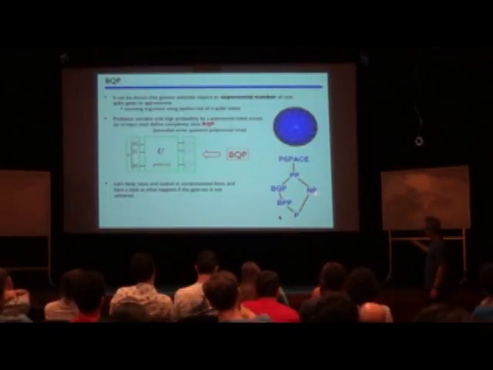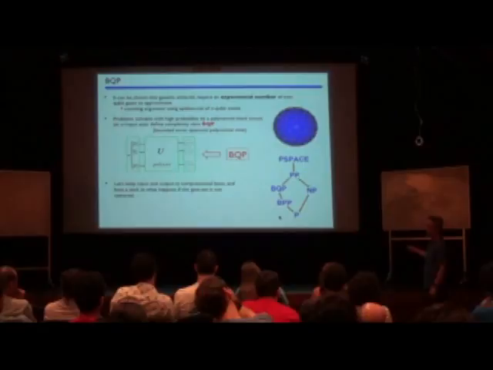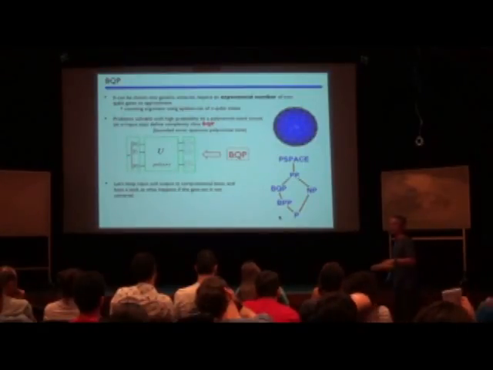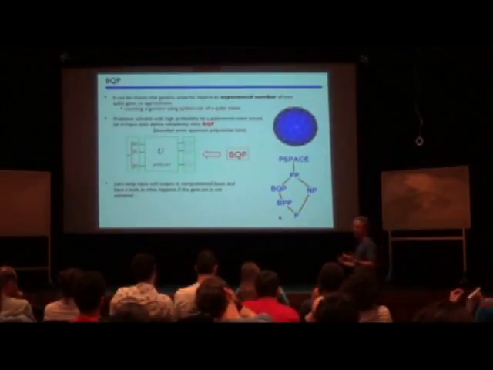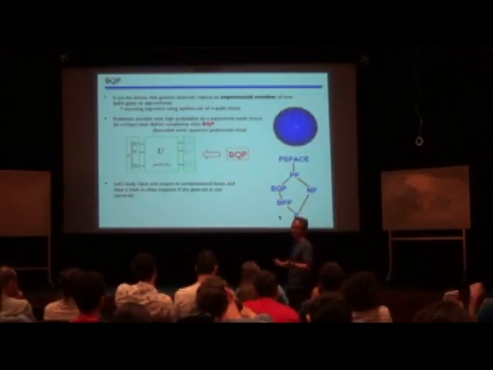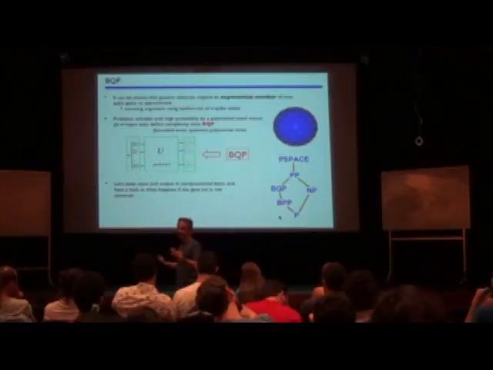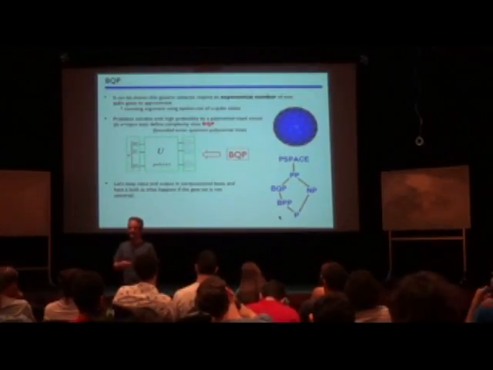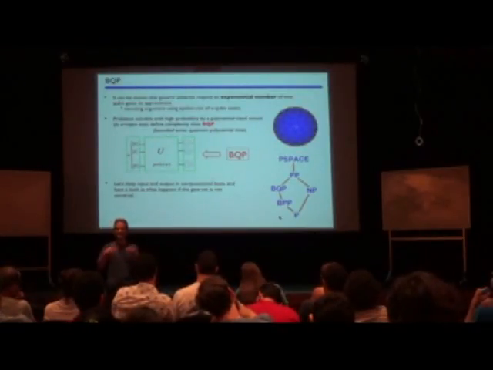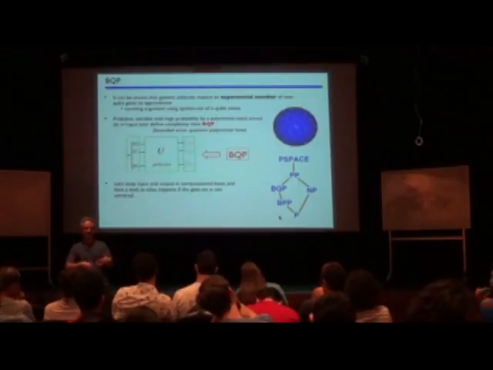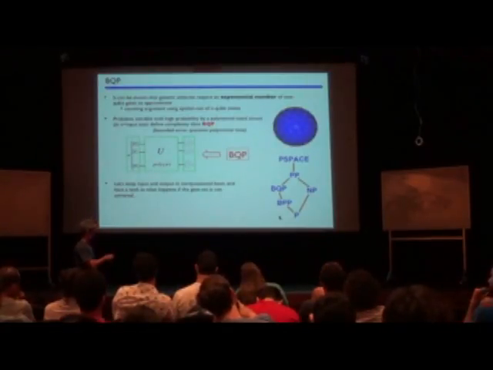And these other classes, of course, NP, is a class of problems whose solutions can be checked in polynomial time. But they may be hard to solve. You may need an exponential amount of time to solve the problem, but once you've solved it, it's easy to check that you have a solution. So there's a symmetry between the problem solving and problem checking. Okay?